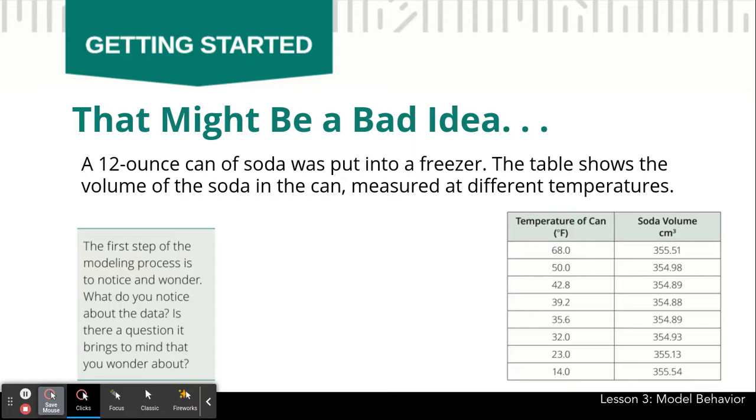A 12-ounce can of soda was put into a freezer. The table shows the volume of the soda in the can measured at different temperatures. So you'll notice that as the temperature goes down, well, what's happening to the output?